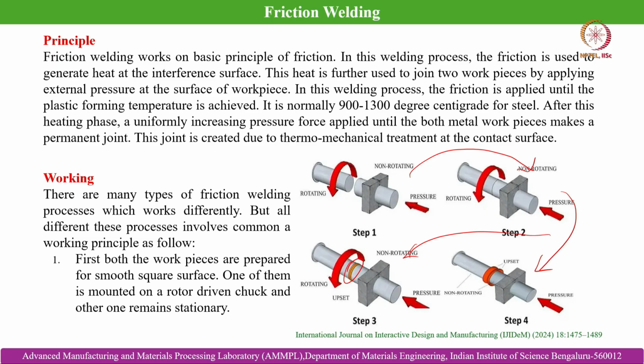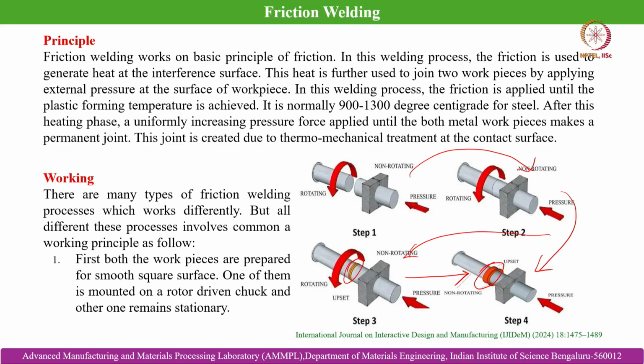And when we move to step 4, suddenly the rotating member's rotation stops, and then the pressure applied increases, and that is why the upset welding takes place at the adjoining faying surfaces, and this is the hump generated, which can be trimmed off post welding.